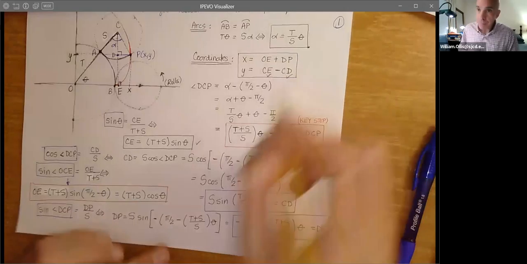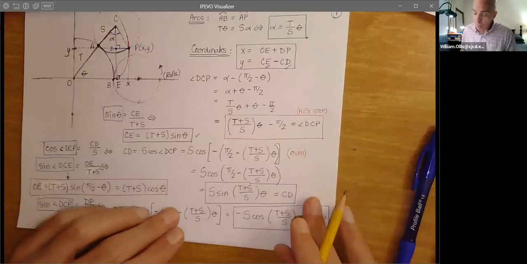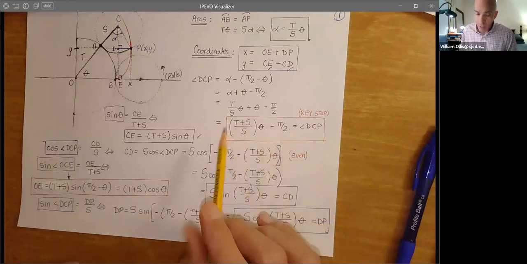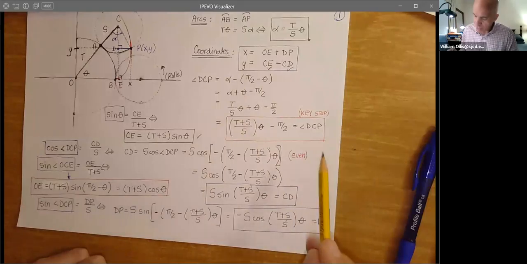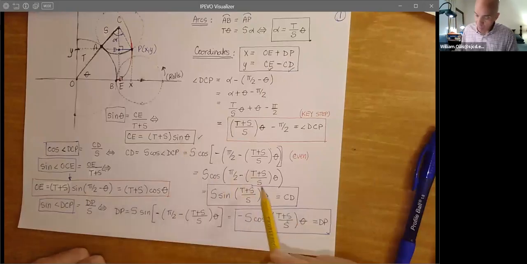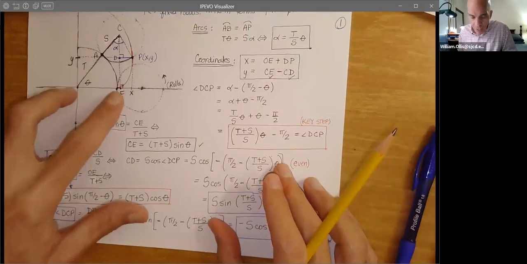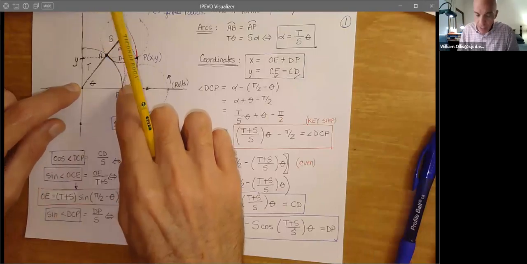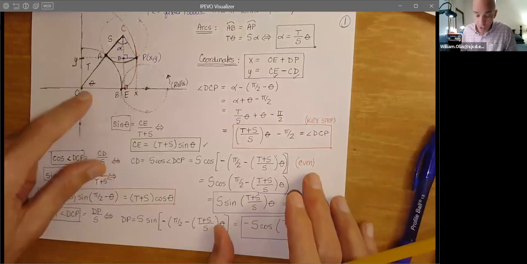So now look, CD right here is just S times sine of T plus S divided by S times theta. Well, looks like we have y, don't we? Now, again, this is simple use of identities here, but again, it requires that we have this step. Without this step, we are sunk. Now, let's go up here to x. So we'll put all this together on the next page. So we figured out CD and we figured out CE. So we got y and we'll put it all together.